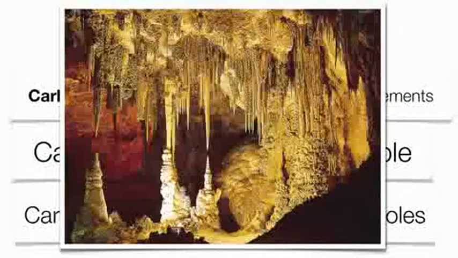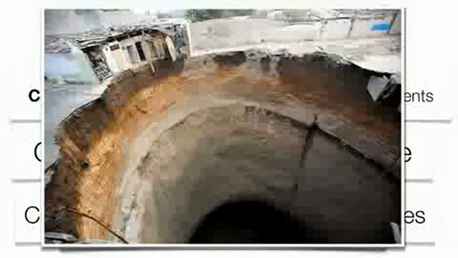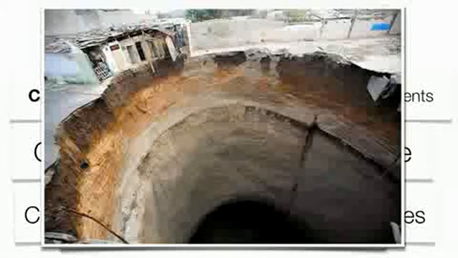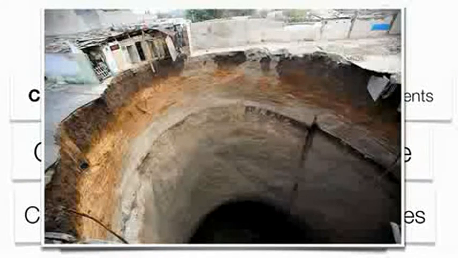So here's kind of what a cave system might look like. And here's what a sinkhole looks like. Really what happens here is that the rock just can't support the overlying soil layer, and the soil gets too heavy and caves in upon itself.